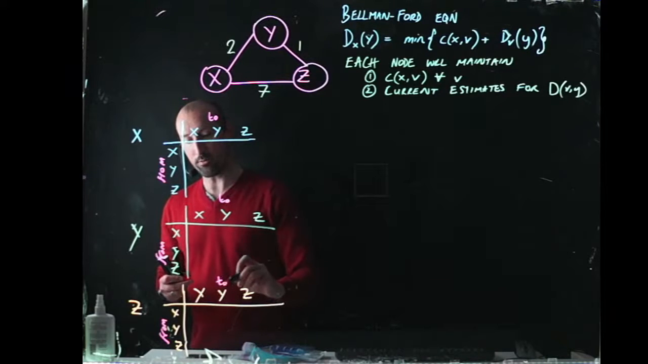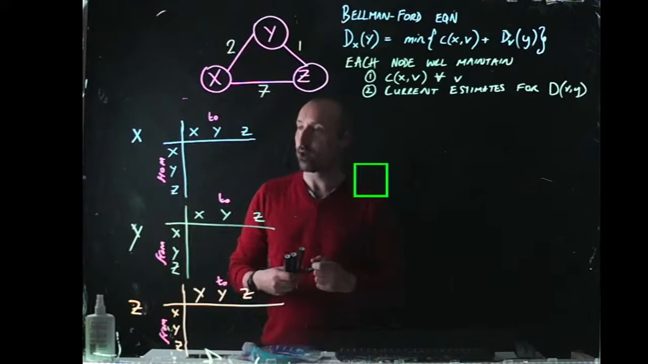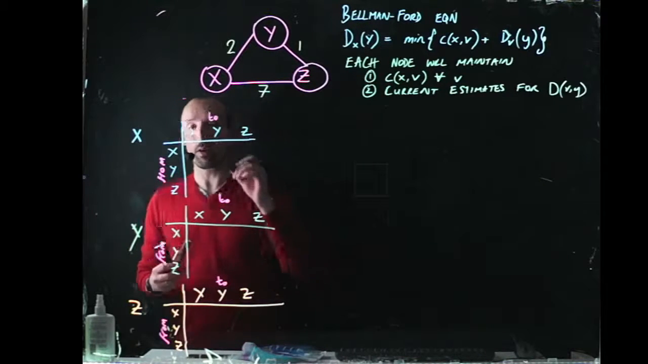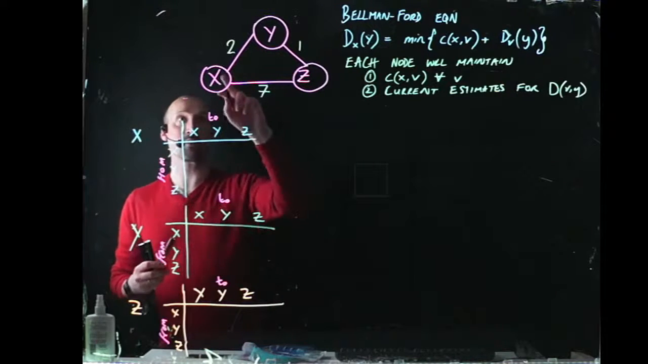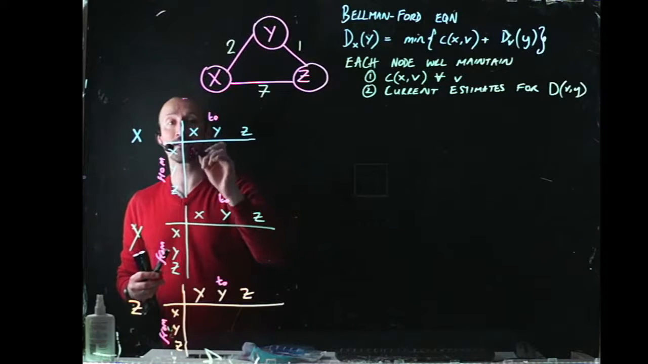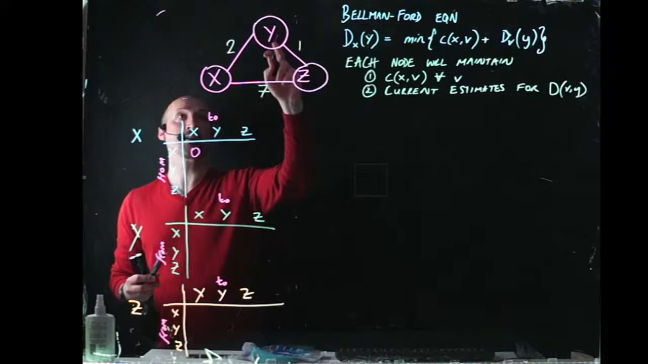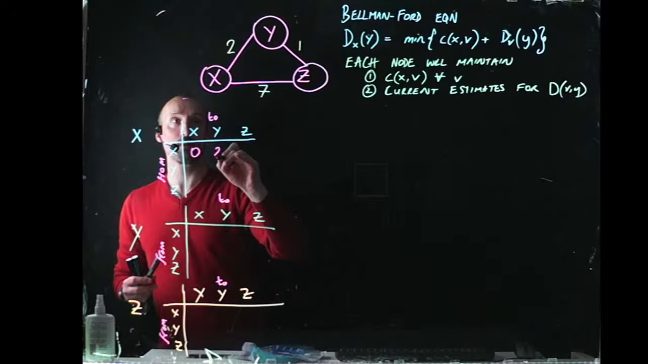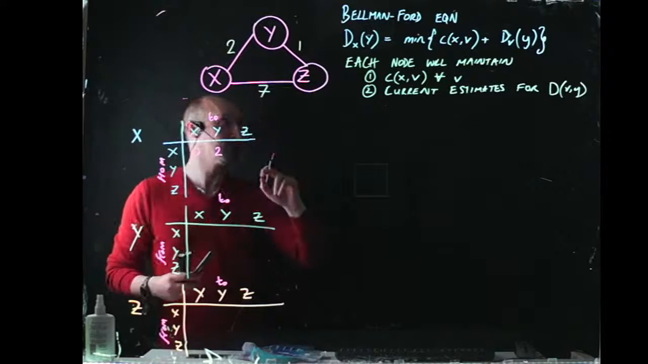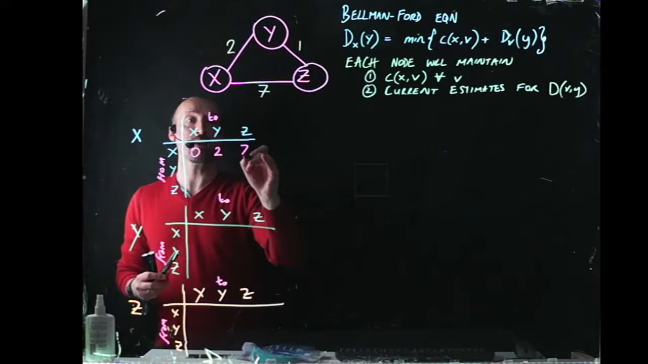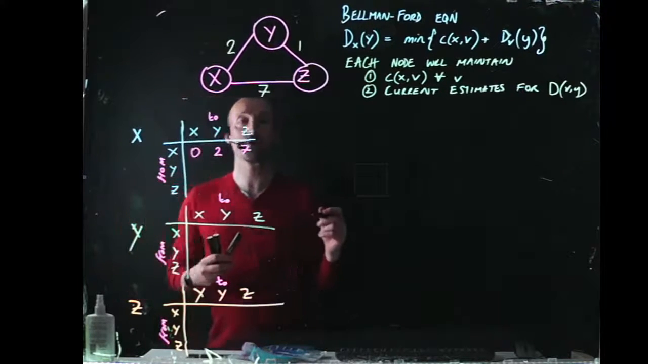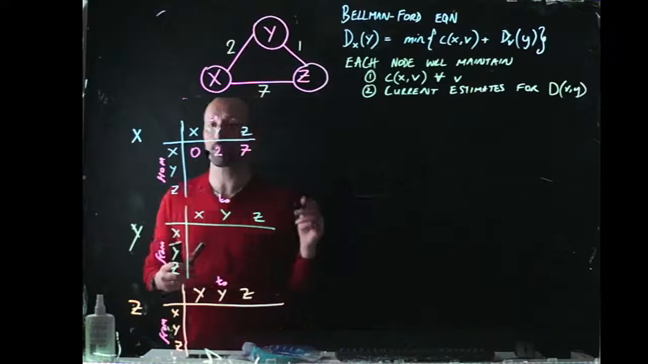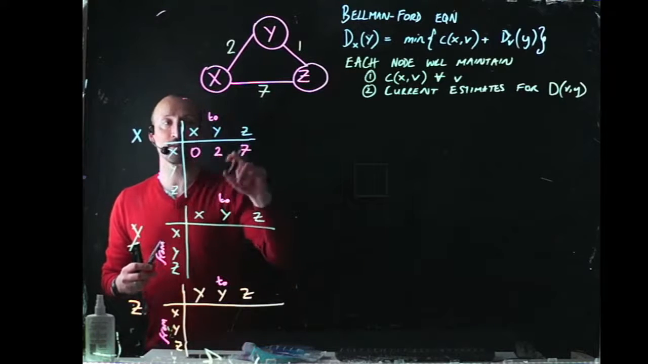So let's start off here, x to x. Well, that's obvious, right? That's 0. So this is the view that x has at the very start. To get from x to x is 0. To get to y here is 2. And to get to z here is 7. Why do we know that? Well, we know the initial costs here, the c(x,v)s. In other words, to get from x to y and x to z.